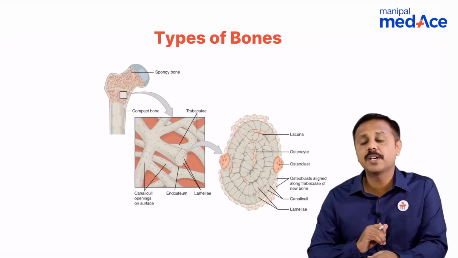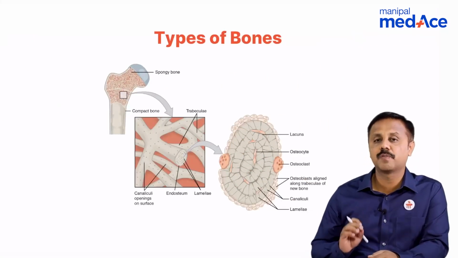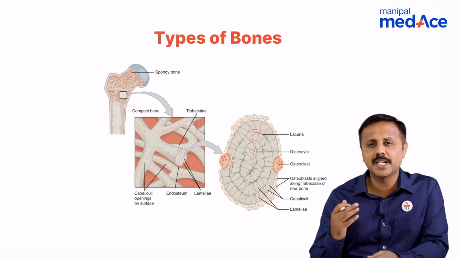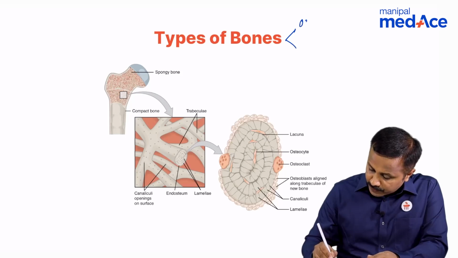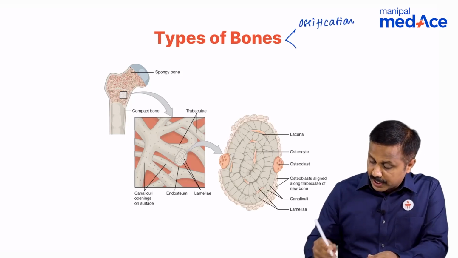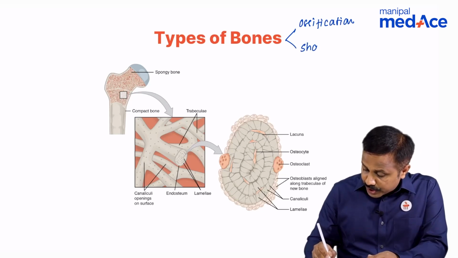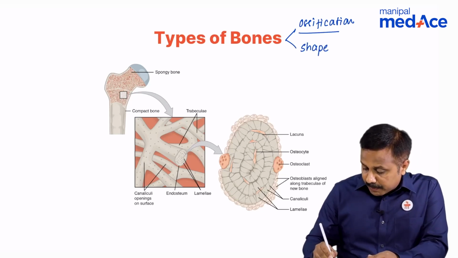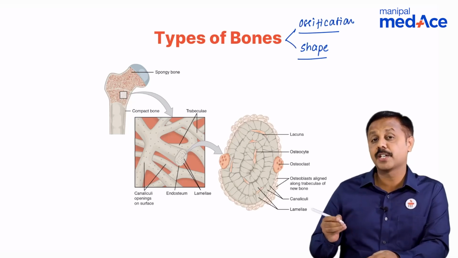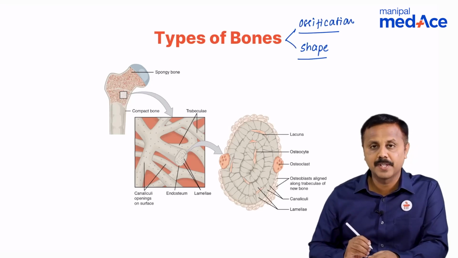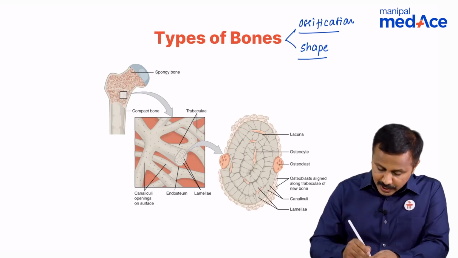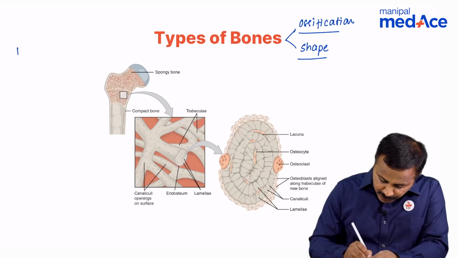Let's try to focus on identifying the different types of bones. Bones can be classified in a number of ways. Bones are classified based on ossification, the type of ossification. Bones are classified based on their shape. And we will learn about the details of classification based on the shape and ossification in our general anatomy modules, right?